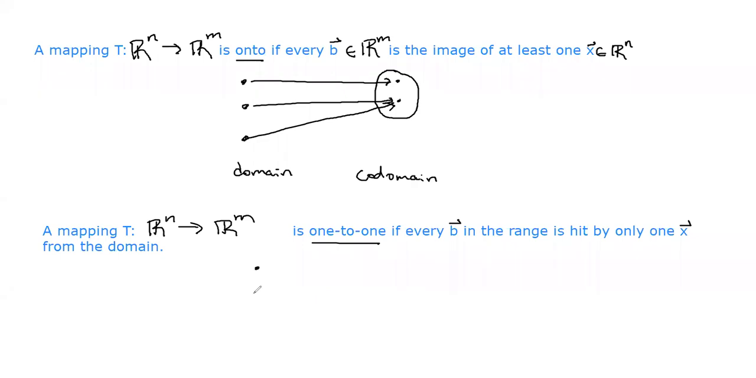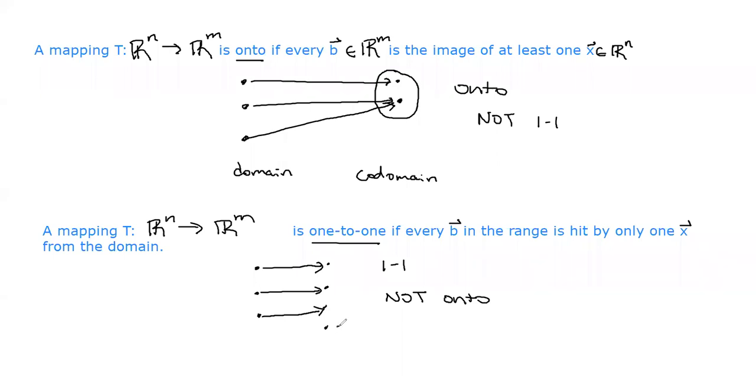So what this means is if we have our domain, and maybe here's our codomain, everything that gets hit in the codomain only gets hit by one thing. So for instance, this up here is onto, but it's not one-to-one because this point has two arrows pointing at it. Down here, this is one-to-one, but it's not onto because we have this point right here in the codomain that's not getting hit, that's not in the range. Okay, so this is what it means to be one-to-one and what it means to be onto.